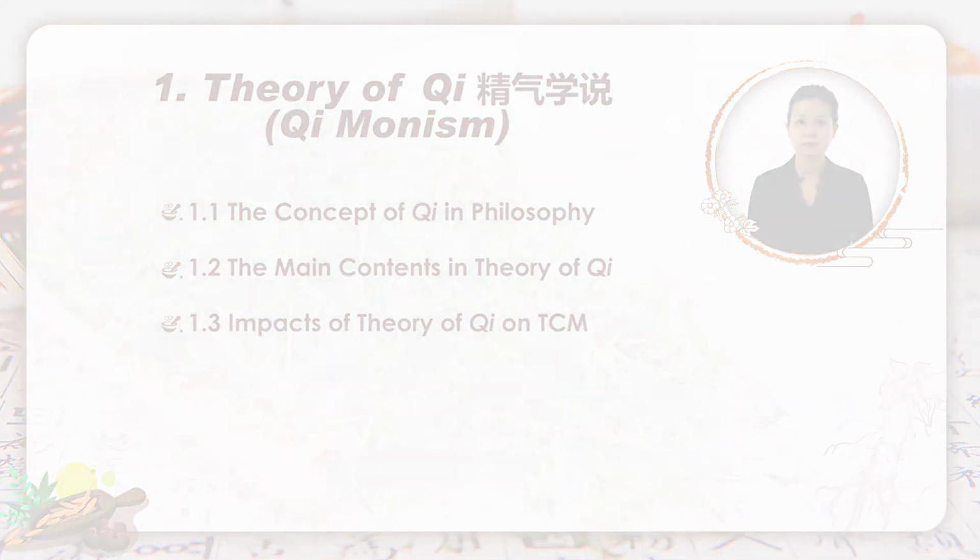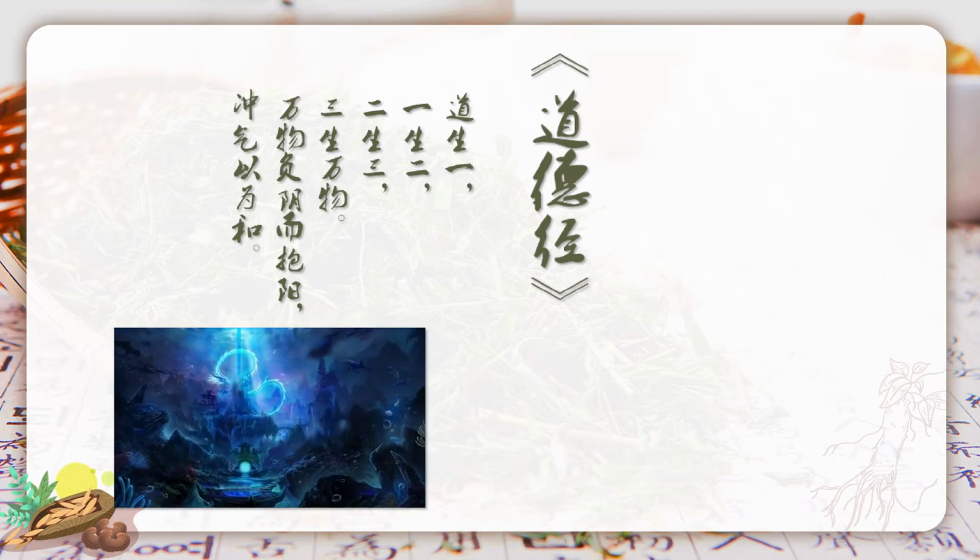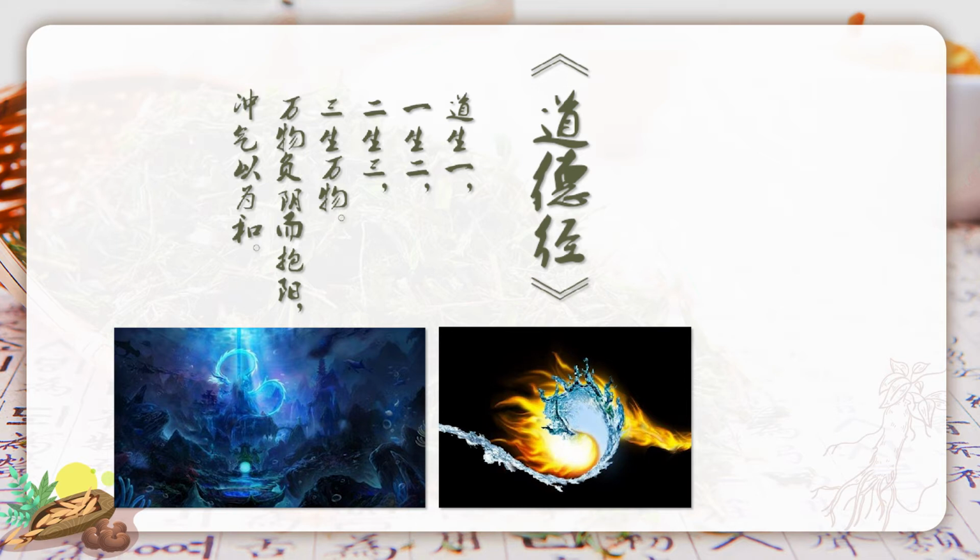in TCM. Dao De Jing said, Dao begets one, one begets two, two begets three, and three begets all things. Dao Shen Yi, Yi Shen Er, Er Shen San, San Shen Wan Wu. Here, the term one refers to the very original condition of the universe, chaos, hun tun, named by the ancient philosopher. And then, in this chaos, two opposite properties were produced, named as yin and yang by ancient philosopher.